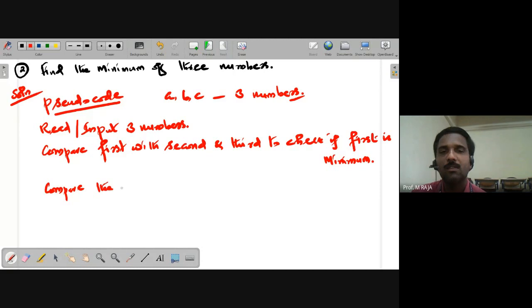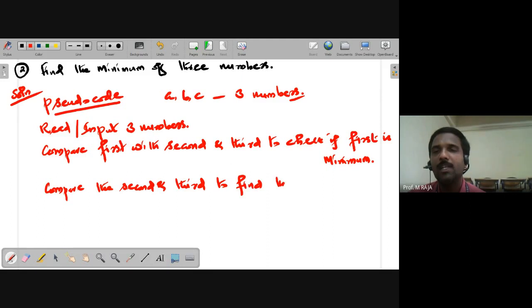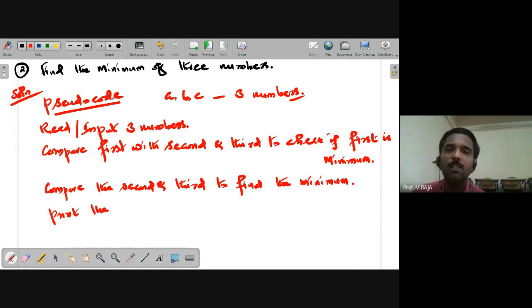Compare B, second and third, to find the minimum. Then we can print the result. Print the result. So normal English-like statements are introduced here.